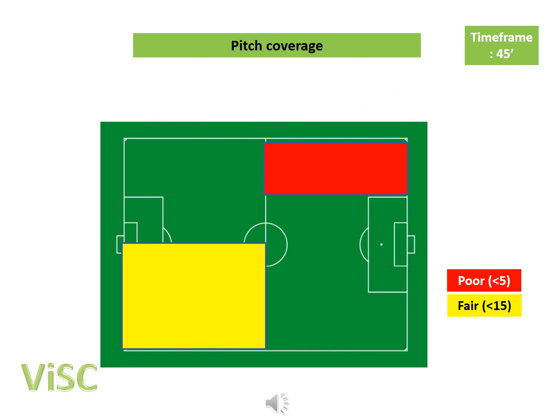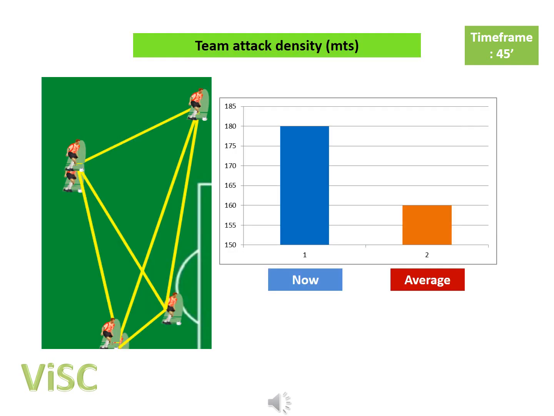This is the dashboard showing a pitch coverage with the red zone where the number of team players passes was below 5 in the given time frame of 45 minutes. In this slide, we show the team attack density calculated during a time frame of 25 minutes, and this value is compared with the average, so the coach can have a feedback of how the sub-team is working.